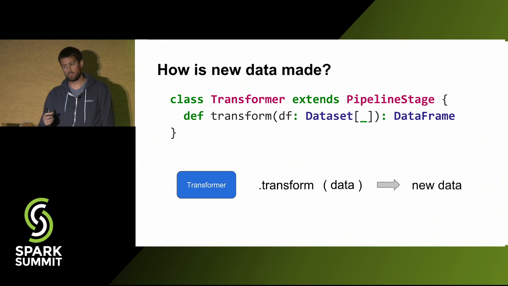So likewise, the transformer contains this transform method. The bulk of the logic within a transformer goes here. In a linear regression, you'd simply take coefficients and compute dot products with all of your feature vectors in your input data set to get predictions and output that data frame.